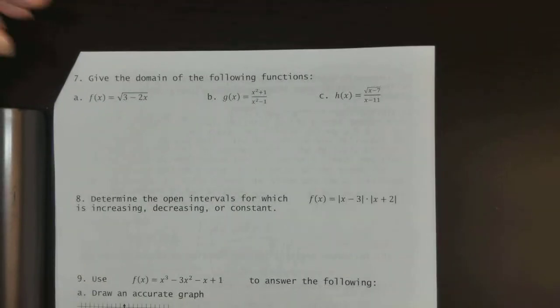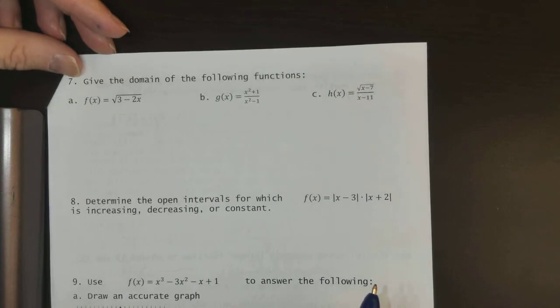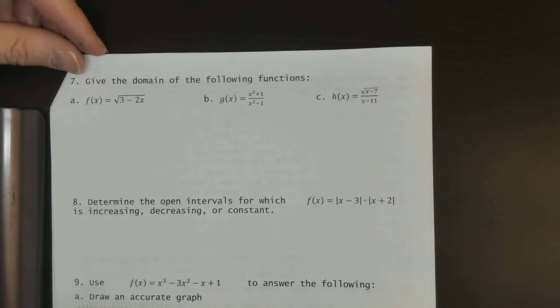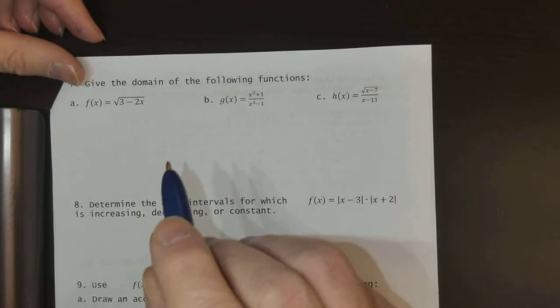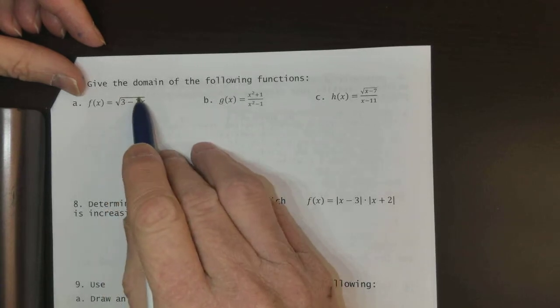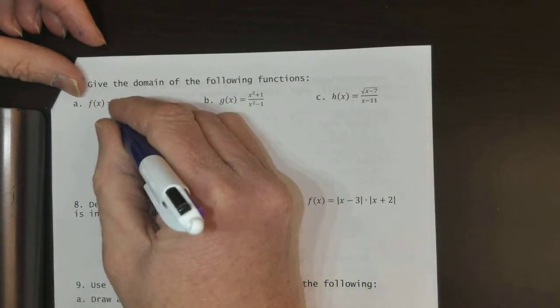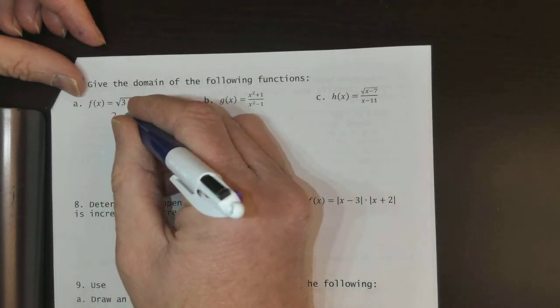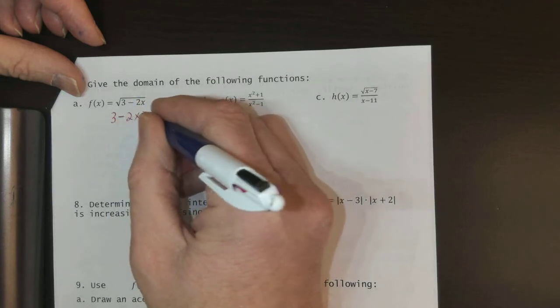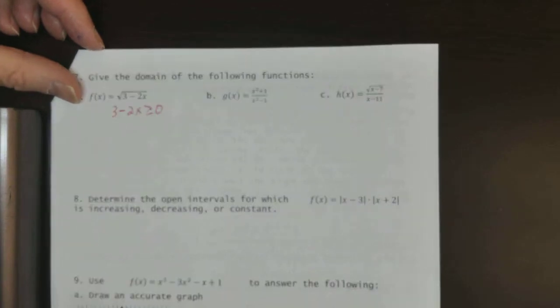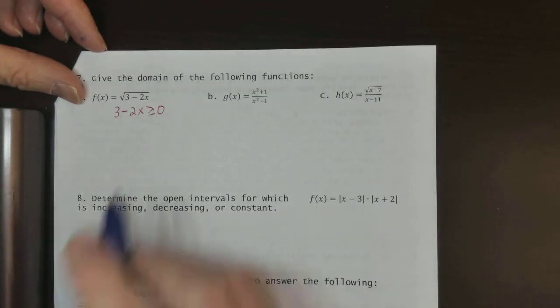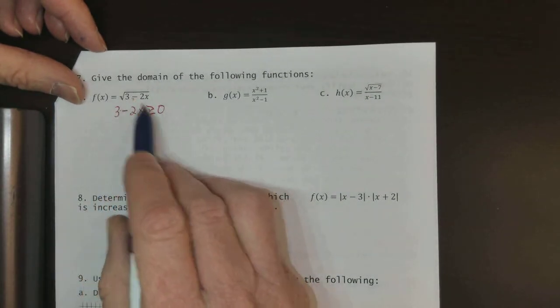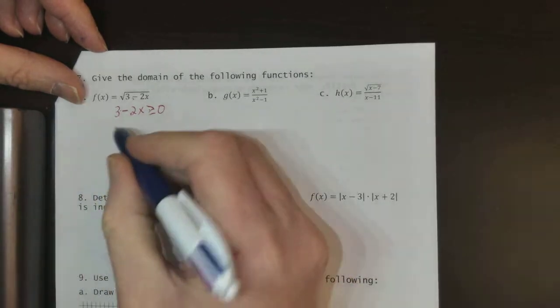Number 7, give the domain of the following functions. F of x equals the square root of 3 minus 2x. All right, we cannot be negative under the radical. So 3 minus 2x has to be greater than or equal to 0. I think I'm going to solve that inequality. 3 minus 2x, we've got to keep that greater than or equal to 0 under the radical.